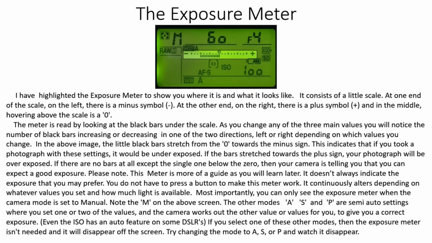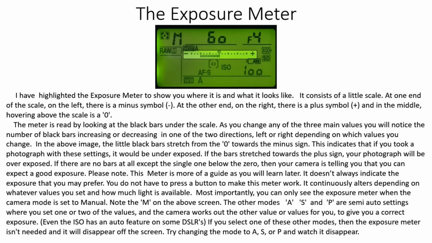I have highlighted the exposure meter to show you where it is and what it looks like. It consists of a little scale. At one end of the scale, on the left, there is a minus symbol. At the other end, on the right, there is a plus symbol, and in the middle, hovering above the scale, is a 0. The meter is read by looking at the black bars under the scale. As you change any of the three main values, you will notice the number of black bars increasing or decreasing in one of the two directions, left or right, depending on which values you change.